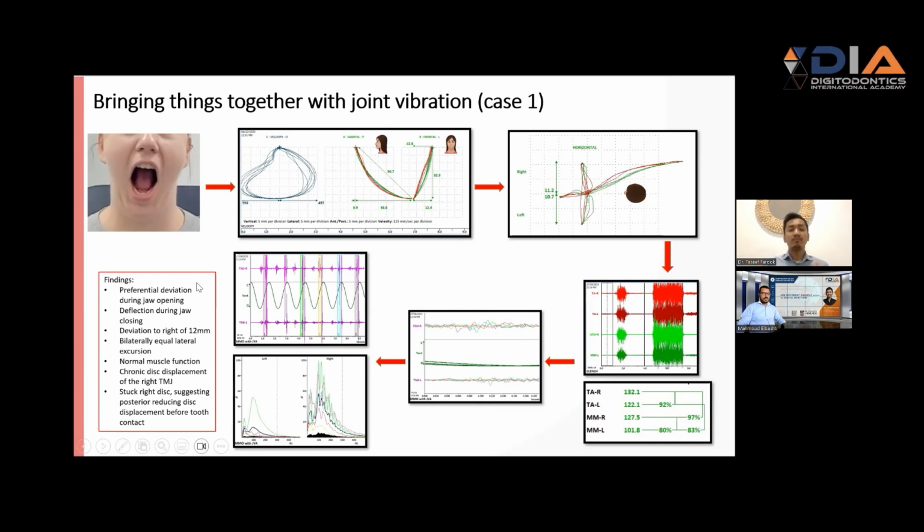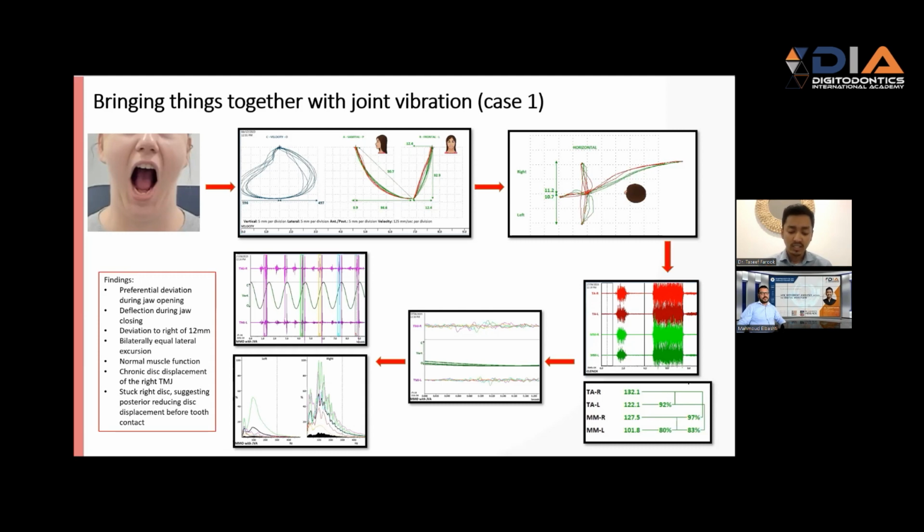So if we were to summarize the findings for this case right here, they have a preferential deviation during jaw opening, they have a deflection during jaw closing, they have a deviation to the right side of 12 millimeters, bilaterally equal lateral excursion, meaning that they have normal excursions, normal muscle functions, but chronic disc displacement of the right-sided TMJ and a stuck right disc, suggesting a posterior reducing disc displacement before tooth contact. So all of this you can get from a few graphs and just by looking at the patient.